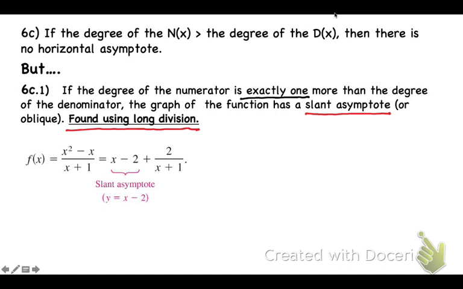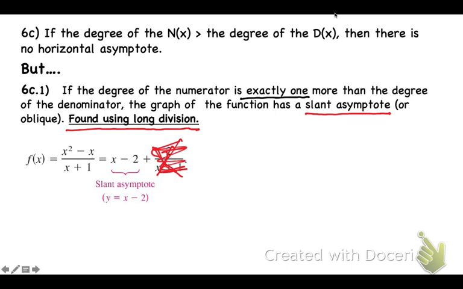Okay? So if the degree of the numerator is greater than the degree of the denominator, you say no horizontal asymptote, because you put HA on your sheet and say none. Okay? But if it's greater by exactly 1, there's a what? Slant. And how do I find it? Long division. The example down here is just to show you when I divide x squared minus x by x plus 1, I get x plus 2, and then I have a remainder. I do not care about the remainder. Don't care.